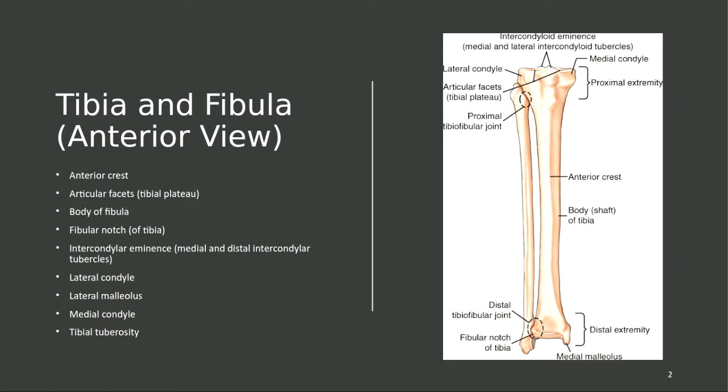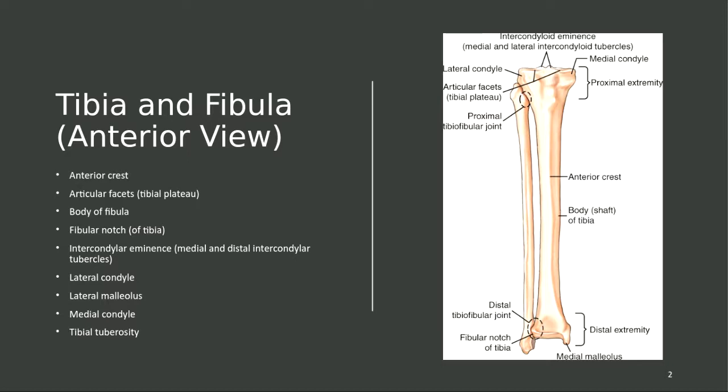And we can look at this anterior view and look at all the anatomy that is required for us to know. When we look at the anterior view of the tib-fib, remember that it's important to understand all the anatomy of the anterior crest, the body or the shaft of the tibia, the medial and lateral malleolus. We have the distal and proximal tibiofibular joint. We have the articular facets at the top of the tibia that articulate with the distal portion of the femur. We have the medial and lateral condyle, and then we have the intercondyloid eminences at the top up here with the articular facets, these little points up here.